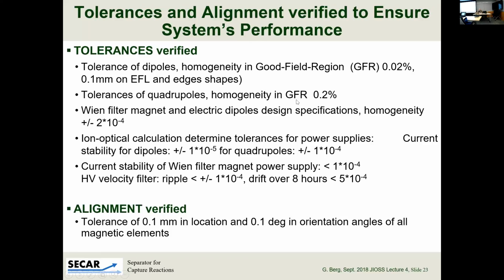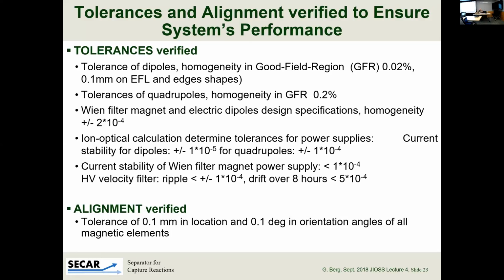The quadrupole, the homogeneity, the Wien filter specification. Now the Wien filter 2 times 10 to minus 4 for the quadrupole can be measured. For the electrode, you cannot measure. You would have to bring into a field which has plus minus 300 kilovolt a charge somewhere, measure the forces on that charge, and then calculate what the field is. Nobody has done that ever, and so there's no way.